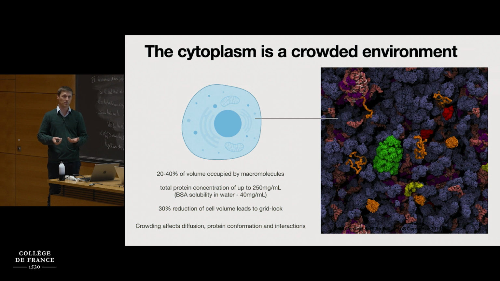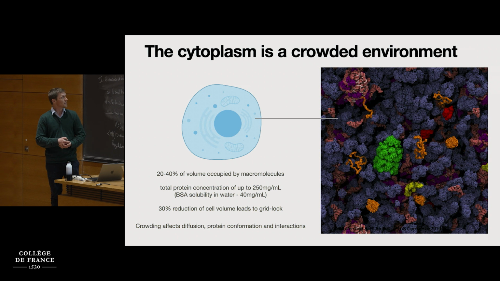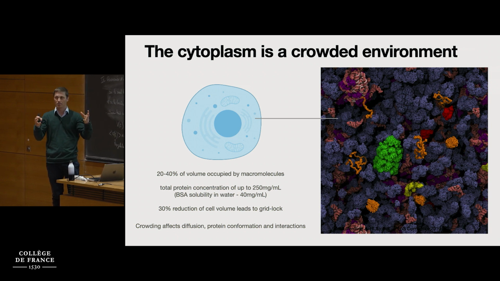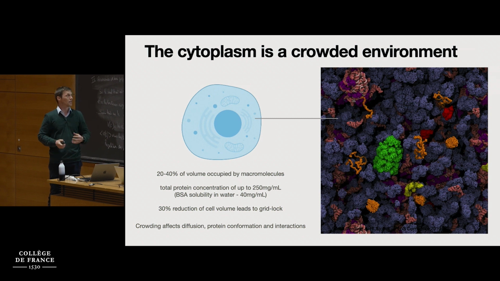So the solubility of BSA, which is a well-soluble protein in water, is about 40 milligrams per milliliter. So the cytoplasm can somehow tolerate a much higher concentration of macromolecules. I think one really striking observation that illustrates how packed the cytoplasm is that if you compress it mechanically by only 30%, this leads to a complete gridlock of movement inside of the cytoplasm. So really, I think cells live at this critical point where only small changes can actually have dramatic effects.